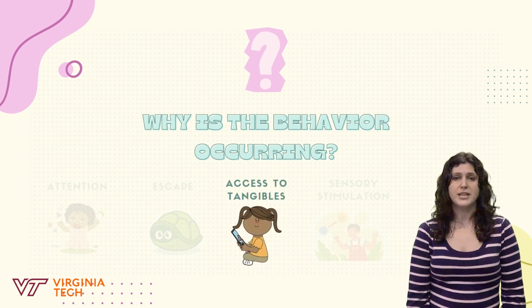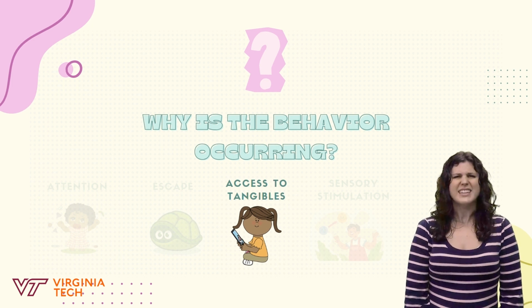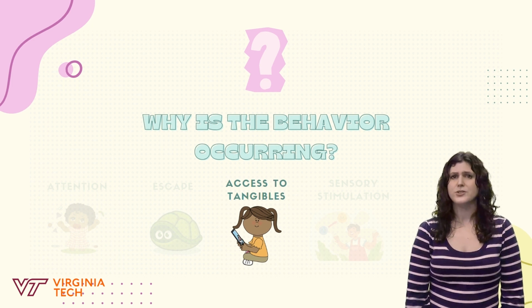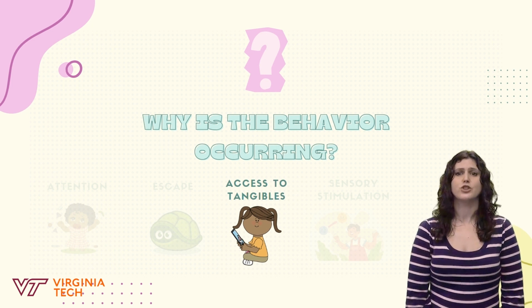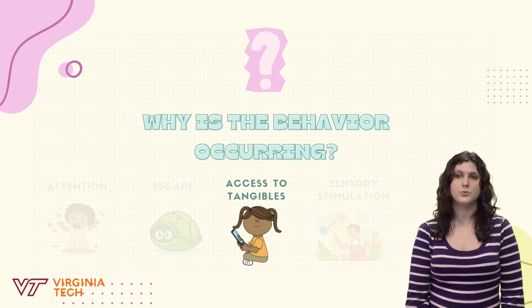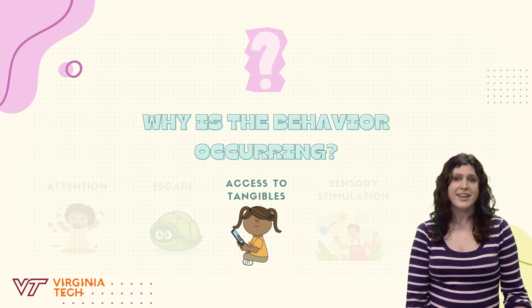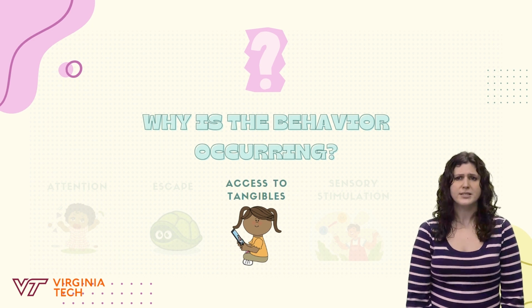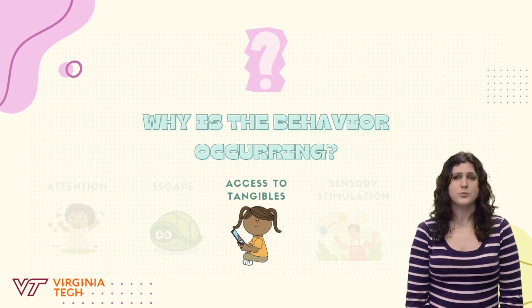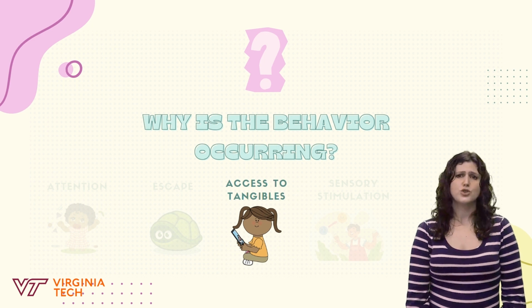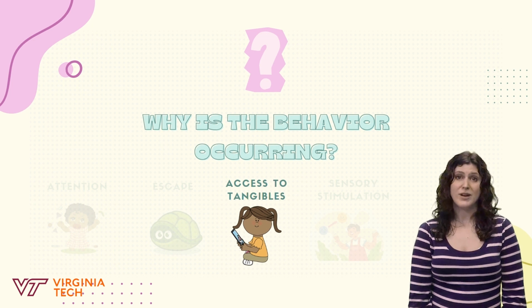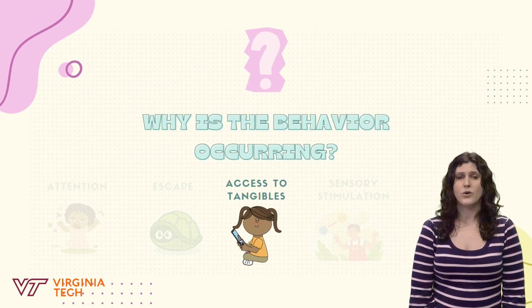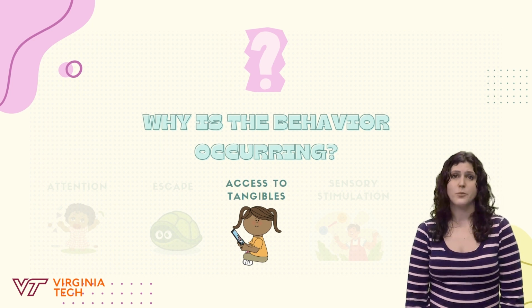Access to tangibles is a third function of behavior and is somewhat self-explanatory, but it's also very important. Children may engage in certain behaviors because they are looking to gain access to a tangible reward. This may be something like using electronics or getting a dessert that they want. When trying to access a tangible reward, a child may scream, cry, beg, or throw a tantrum. They might get aggressive, like hitting or biting, or even just grabbing the item directly from someone else.